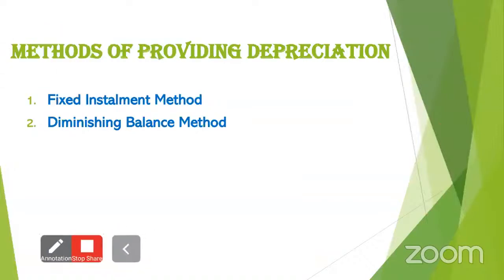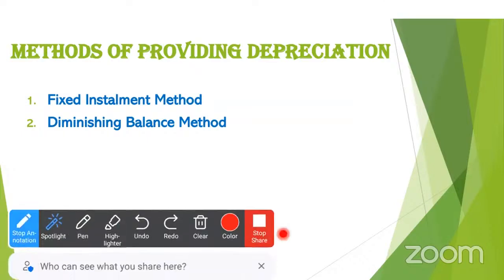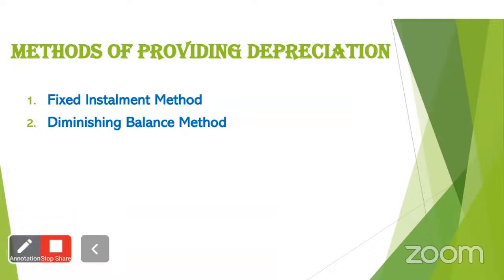Okay. What next? Methods of providing depreciation. We have 8 methods, but we are using only 2 methods to calculate the depreciation: fixed installment method and diminishing balance method. Other methods are also there: annuity method, depreciation fund method, insurance policy method, depletion method, revaluation method, machine hour rate method, kilometer method, sum of years digits method.